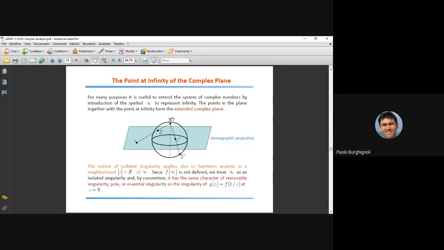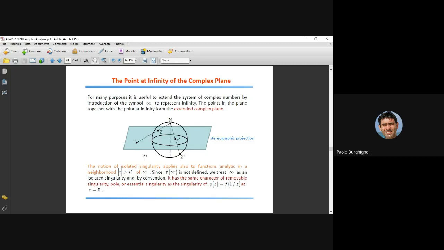We have a north pole, a south pole, and we establish a one-to-one correspondence between the points in the complex plane, for example this point z, and points on the sphere, by simply tracing the line between the complex point z and the north pole of the sphere, and finding the intersection of this line with the sphere. Let us call this intersection capital Z. Well, this is the point on the sphere that corresponds to our complex value z.